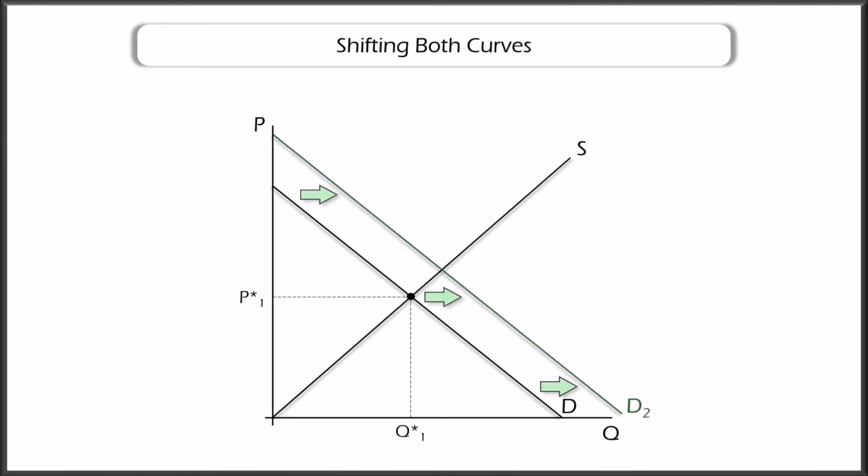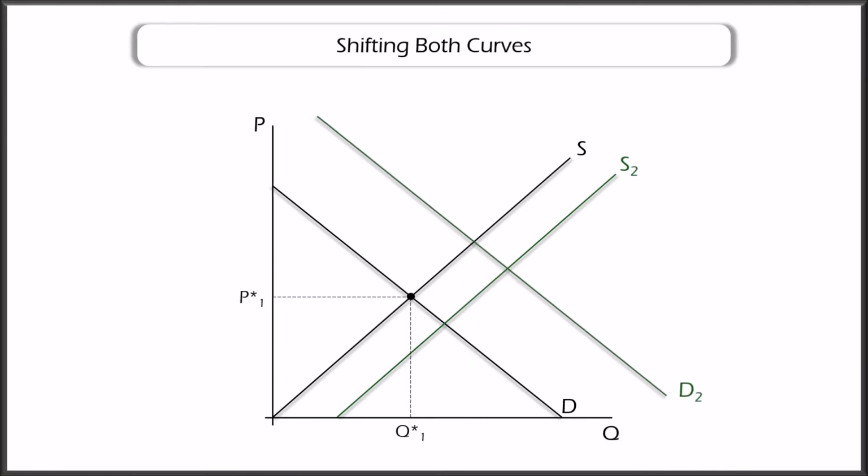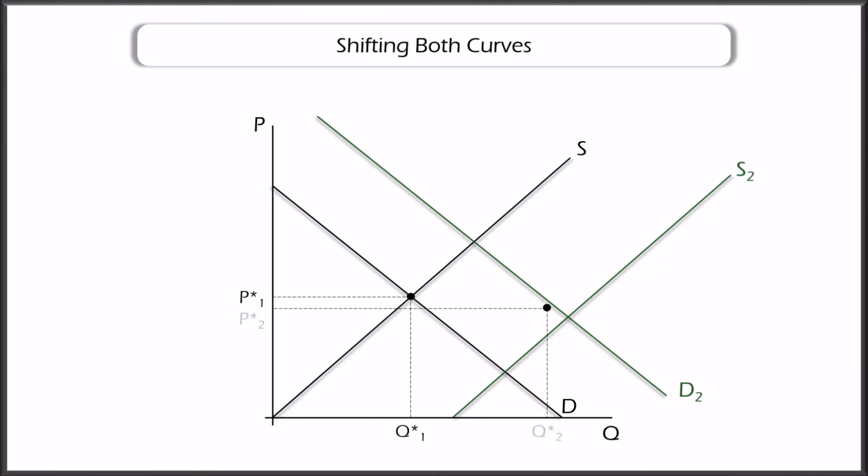First, when both demand and supply increase, quantity of equilibrium increases, while the change in price of equilibrium is uncertain. If both shifts change price by the same amount, price of equilibrium stays the same. If the shift in demand has a greater impact on price, price of equilibrium increases. If the shift in supply has a greater impact, price of equilibrium decreases.